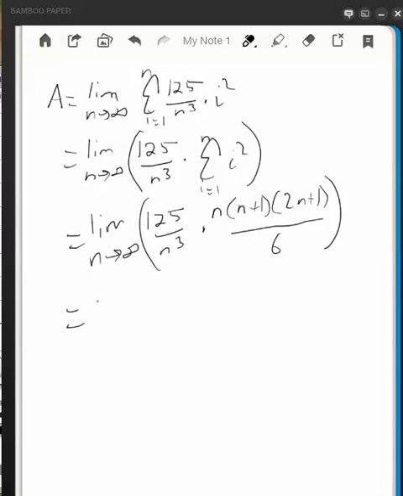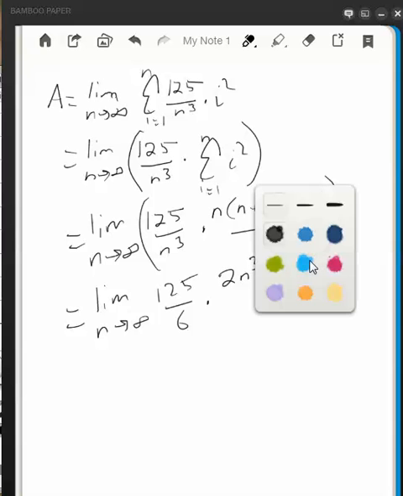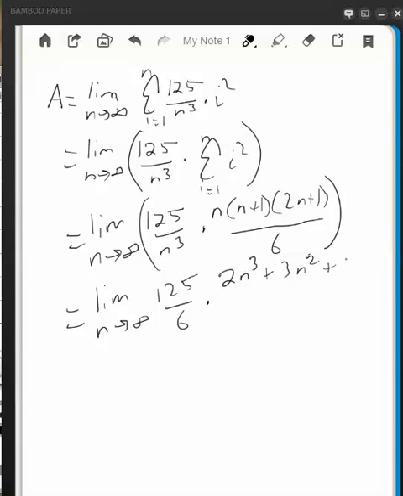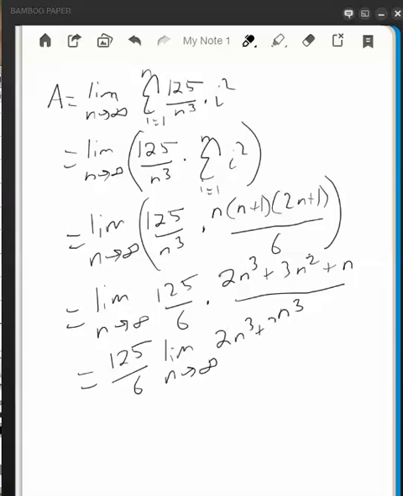We'll do a little algebra switcherooski. So let's take the 125 and put it over 6 times, this becomes 2n cubed plus 3n squared plus, what's that, just n, all over n cubed. 125 over 6 has nothing to do with n. So that 125 over 6 is just some number. So I'm going to actually pull that out of my limit because it has no effect on it. The limit has no effect on that number. Then we have the limit of 2n cubed plus 3n squared plus n over n cubed.